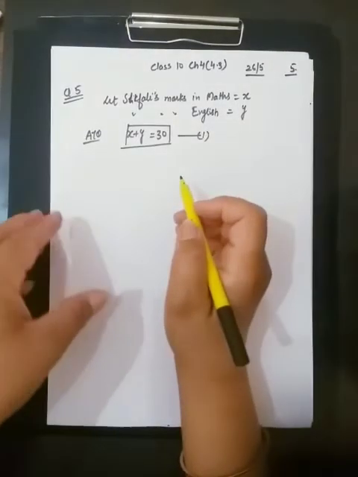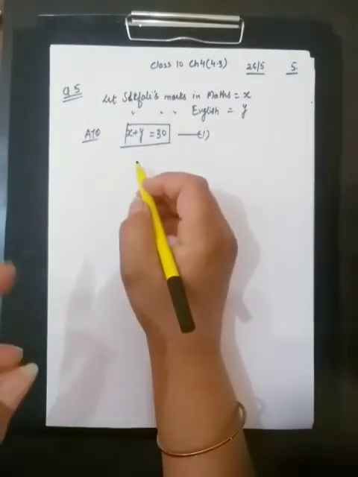Let us suppose her marks in 2 subjects be x and y. Let her marks in maths be x and her marks in English be y. And again I am given the sum of the marks. So x plus y will be 30. So this is our equation number 1.